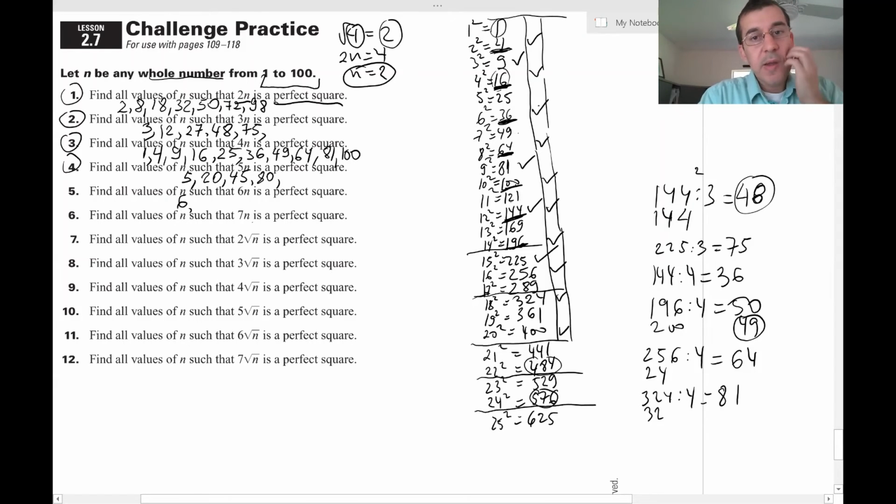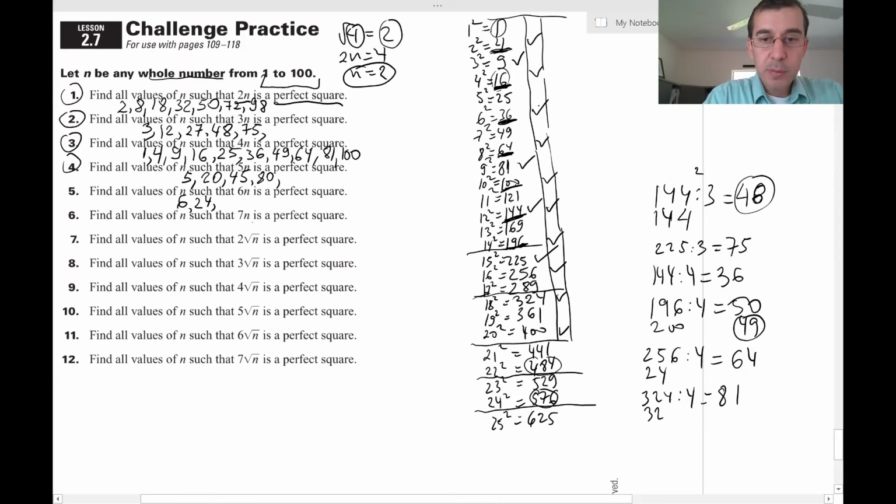6n equals 49, no. 64, no. 81, no. 100, no. 121, no. 144, yes. 144 divided by 6 is 24, right? So 24. Then 169, 196, no. 225.